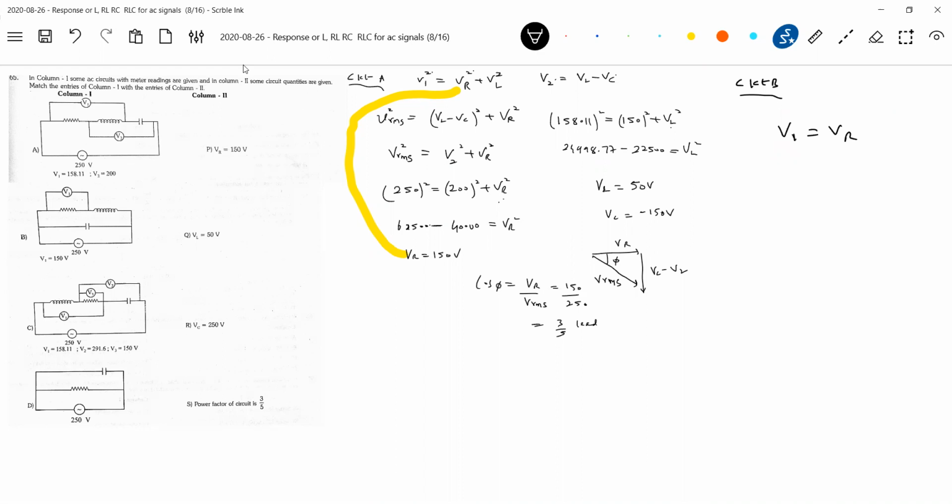Look at VRMS, 250 volt, across RL. So VRMS square equals VR square plus VL square. We know VRMS is 250, whole square, and VR is 150, whole square. From that I'll get VL. After getting VL, I know VR. What about VC? VC should be called 250 volt only, as it's connected parallel to this.